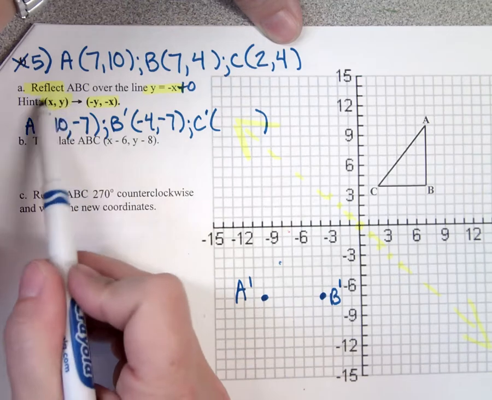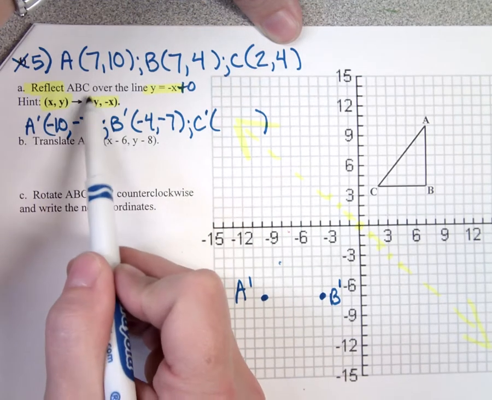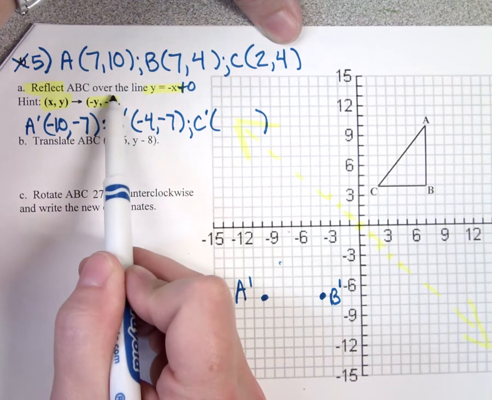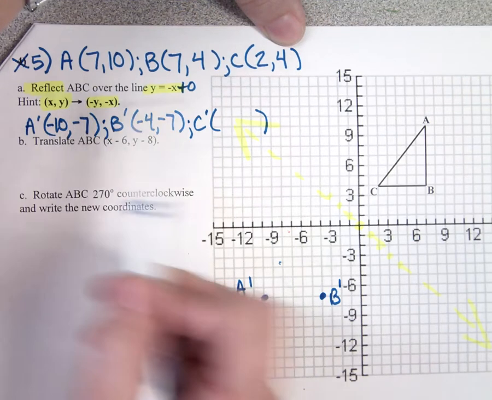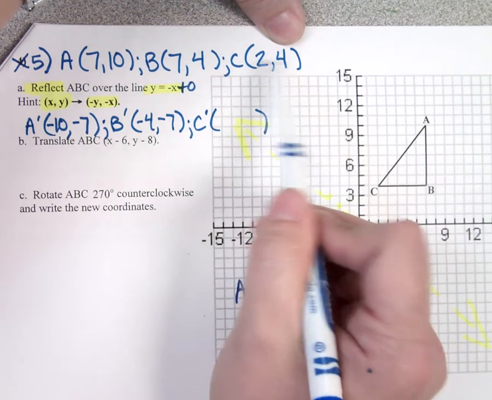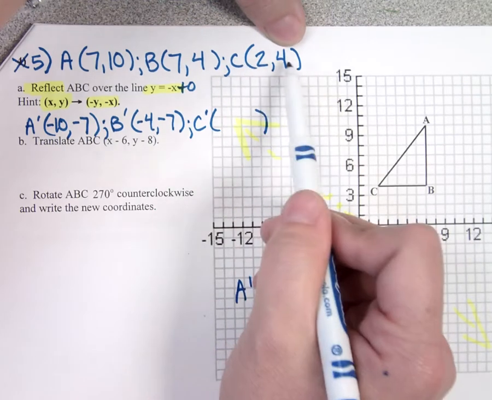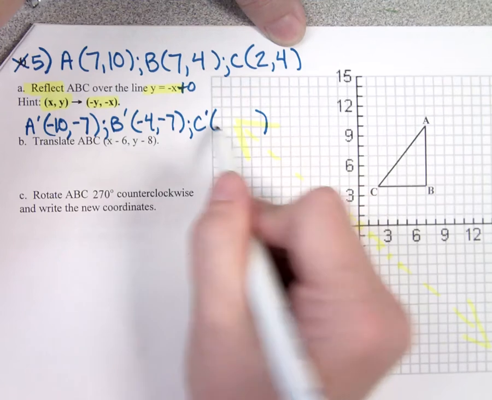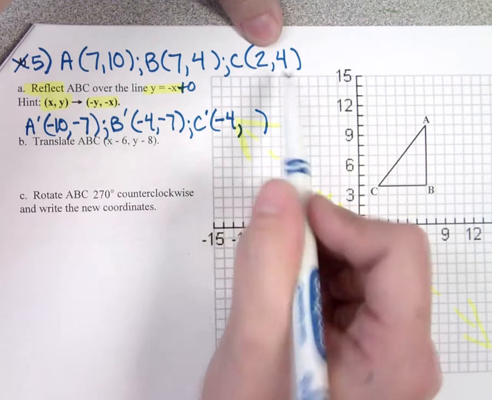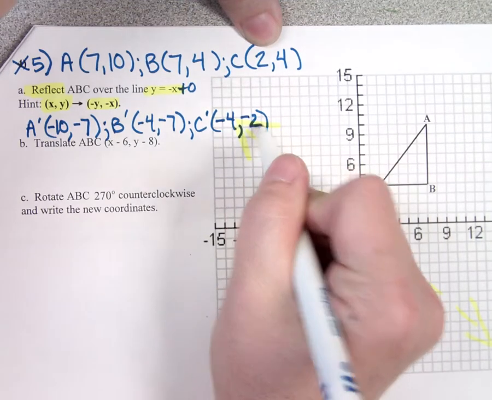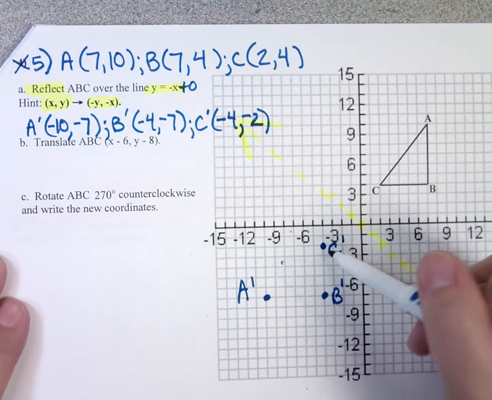I got it. So the rule's telling you your ordered pair XY will become opposite of Y, opposite of X. So what's the opposite of Y? Which one's the Y? The 4. And it wants the opposite of 4, so it'd be a negative 4. And then it wants the opposite of X, which would be negative 2. There we go. So I'm going to go left 4 and down 2. So there's my new C called C prime.